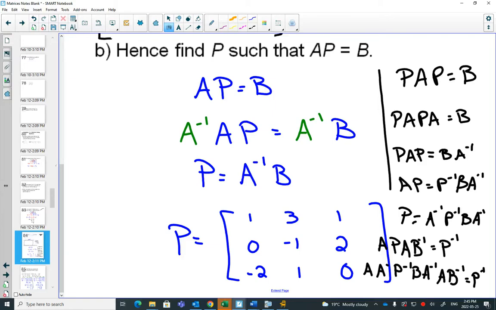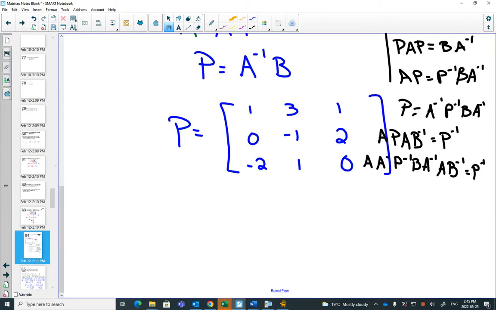Oh, but then check this out. Yeah. So the A by the A inverse go away. The A and the inverse of A goes away. The B and the B inverse, and we can prove that the inverse of P is, in fact, equal to the inverse of P.